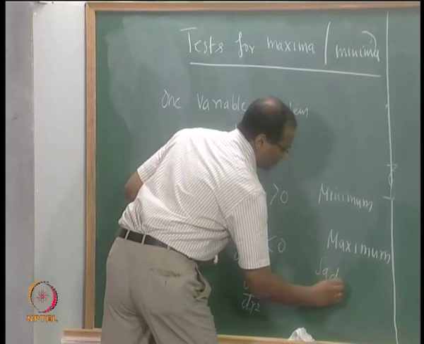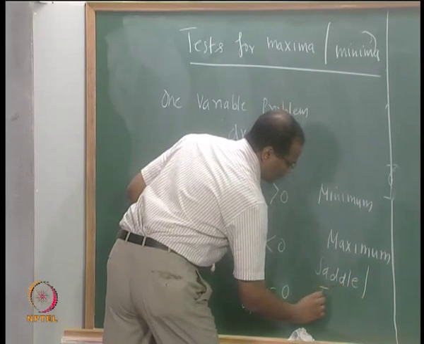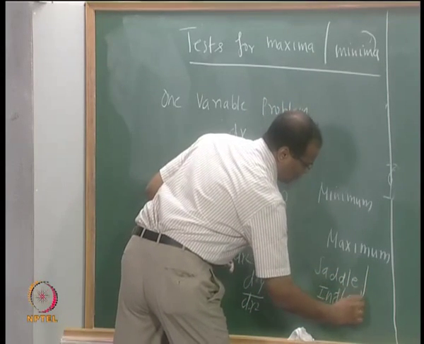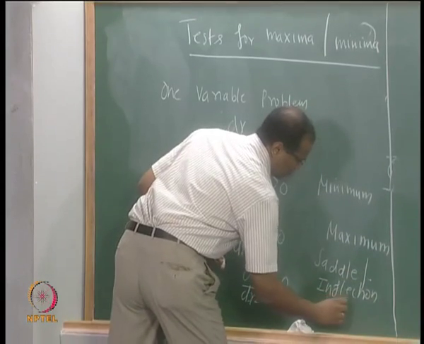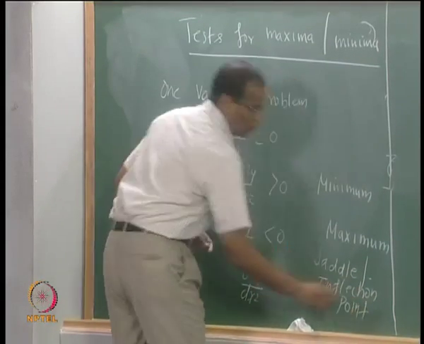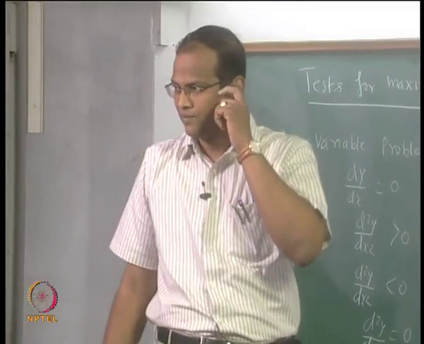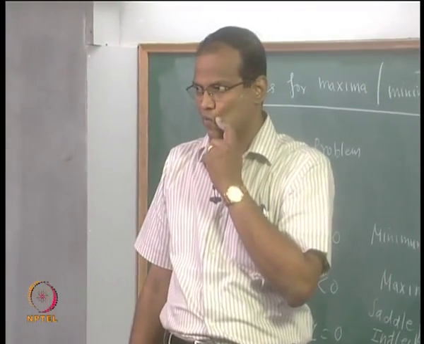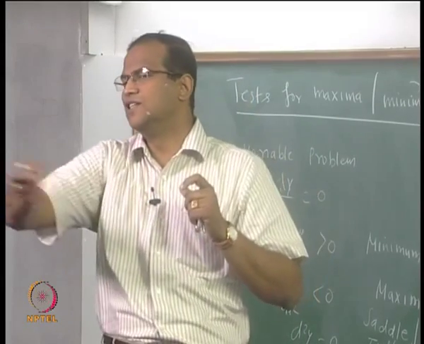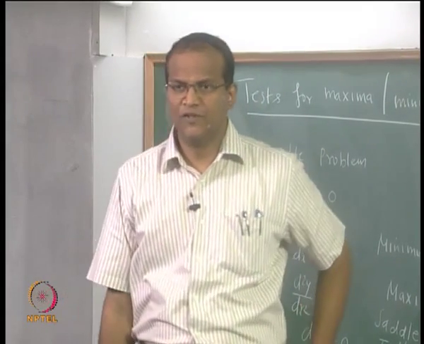It's called a saddle or an inflection point. That means you do not know, the second order test is insufficient, or the function is moving very gently over there, okay, which is very good for us.